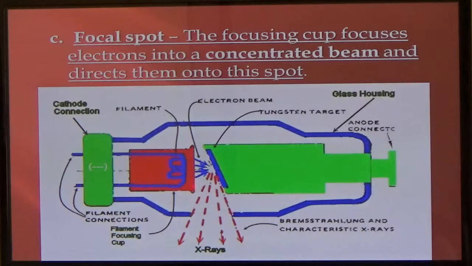Okay, so you've got a focusing cup right here, you've got the tungsten coil in here. You've got energy coming through here, it heats up and it finally shoots to a focal spot over here, or a target. And it hits here, bounces off, and the X-rays are produced. So you've got a lot of energy coming out, hits there, and then it shoots out and produces the X-ray.